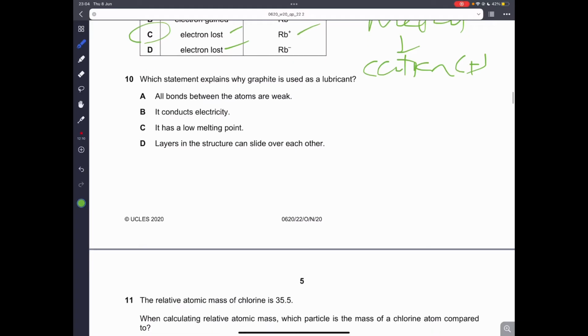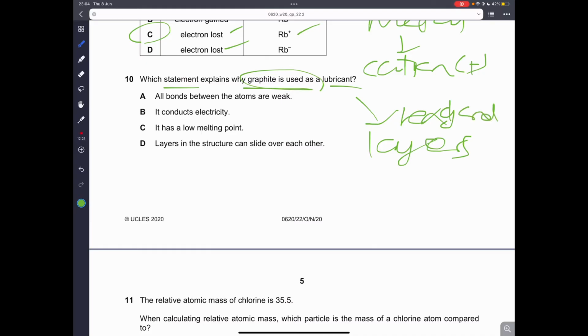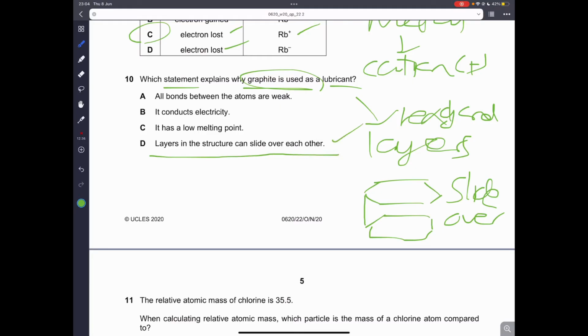Question 10. Which statement explains why graphite is used as a lubricant? Well, this is because the hexagonal layers of graphite can slide over each other. They can basically slide over each other, and that's why we use graphite in pencils. And layers in the structure can slide over each other, therefore D is the correct answer.